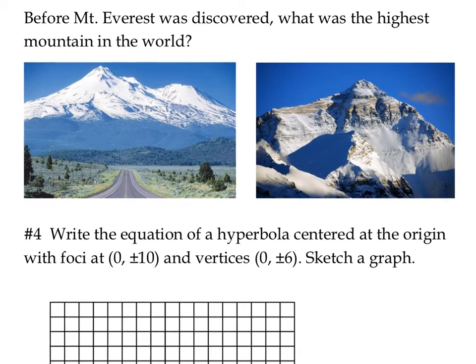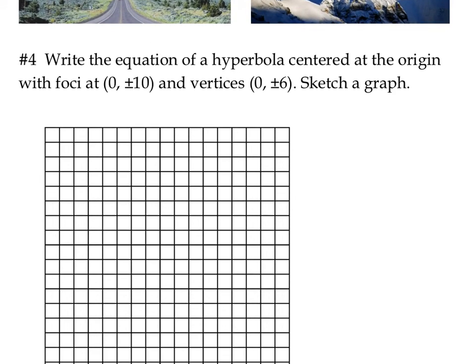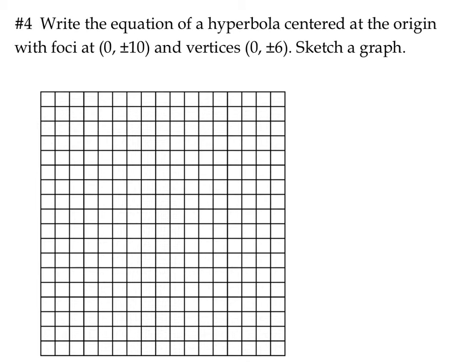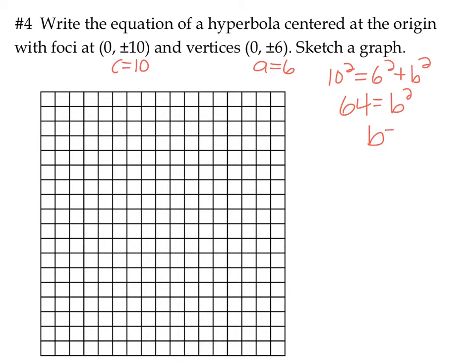All right, let's look at another hyperbola question here. I want to write the equation of this hyperbola and then sketch the graph. If we're going to write the equation, we need the A value and the B value. The focus is a C value, right? So we want to recognize in this problem that C equals 10, vertex 6, so that's A equals 6. Now we need to set up C squared equals A squared plus B squared, okay? So we're going to have 64 equals B squared, so B equals 8.